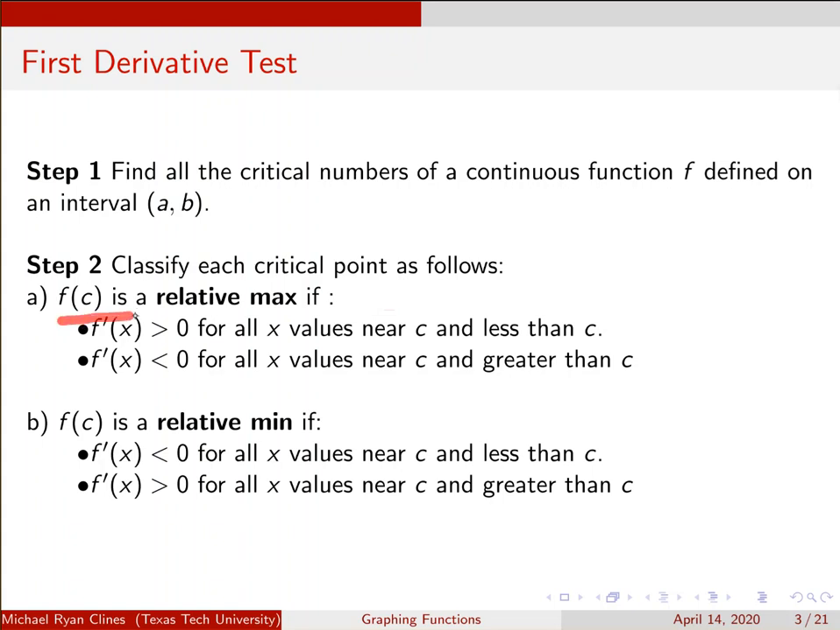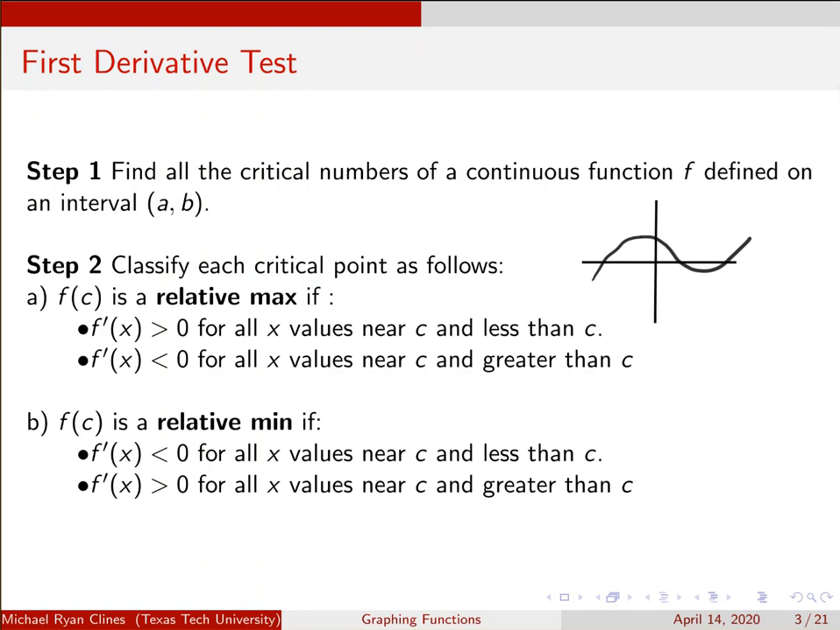We say f of c is a relative maximum if the derivative at that point is greater than 0 for all x values near c and less than c, and f prime of x is less than 0 for all values near c and greater than c. Now, that's kind of strange. So let's put a little graph right here just so we can visualize this. Let's suppose we've got a Cartesian plane, and then we've got some graph that looks like this.